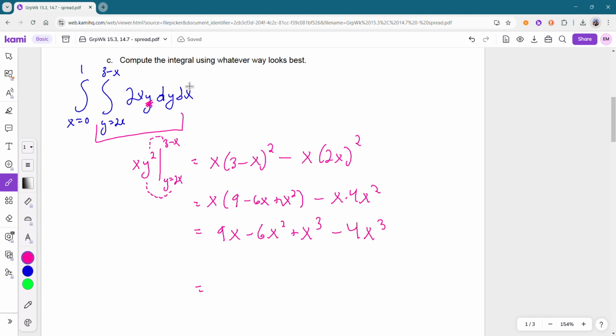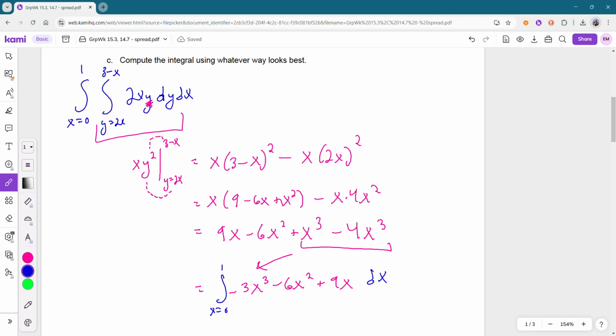And if we simplify this a little bit, just combining those two terms there, we get negative 3x cubed minus 6x squared plus 9x. And we are integrating this from x equals 0 to 1. All right, that was just our first integration there. And notice that y is no longer involved, as it should be. And so now we just have one more integral to compute.